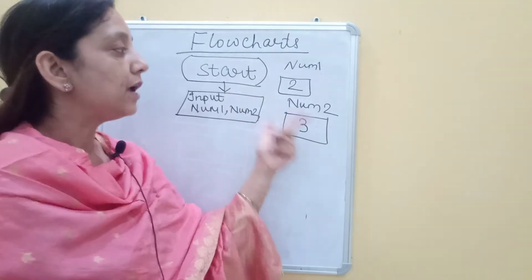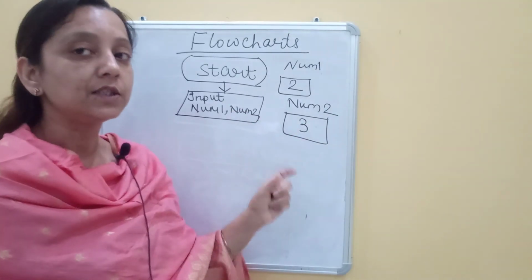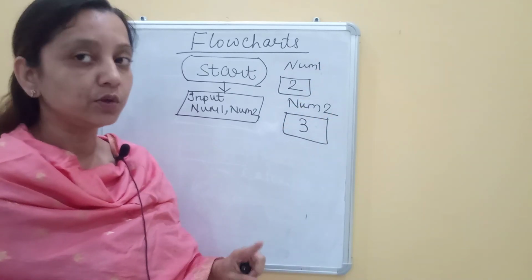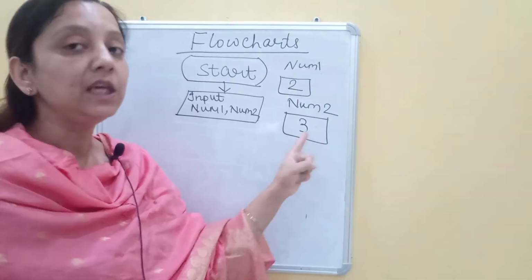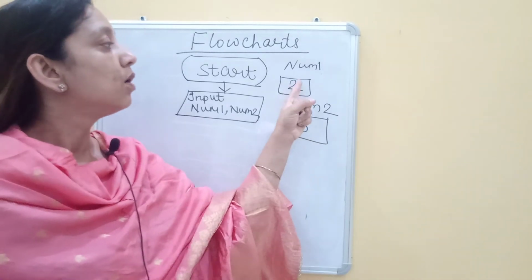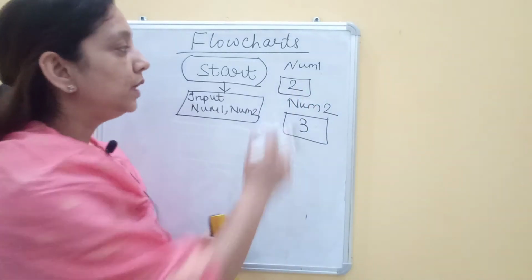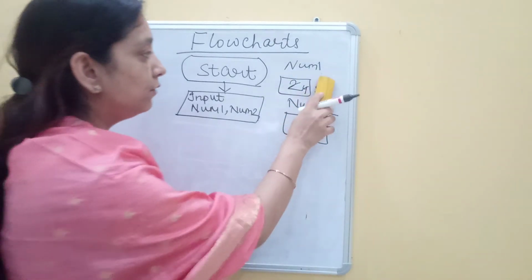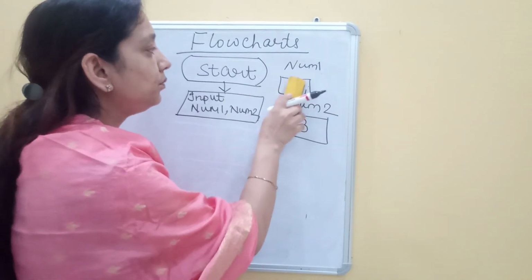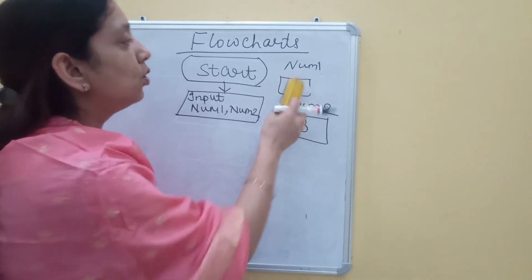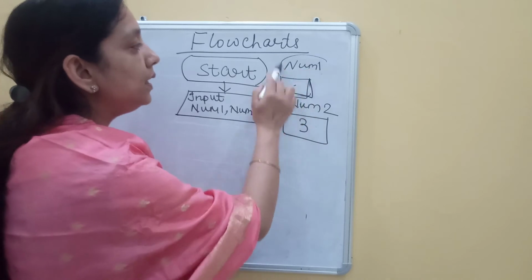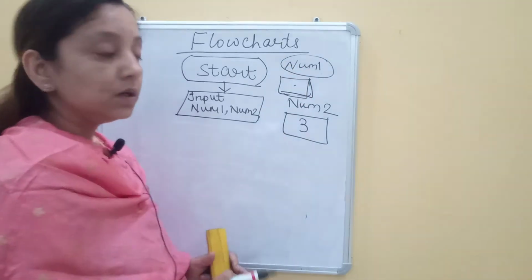So every time this program is executed, the variable names num1 and num2 will remain the same for the two numbers, but the constants may keep changing. That is, one time num1 will have value 2, another time it may have value 4, another time it may have value 5. So this is the constant and this is the variable. Okay.